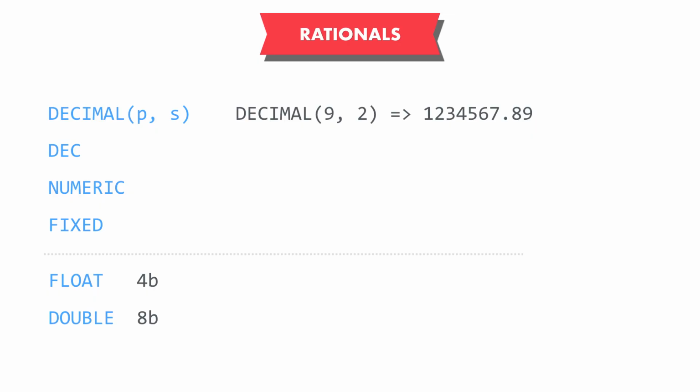So if you want to work with exact values like monetary values, you should use the decimal type. If you want to work with really large or small numbers in scientific calculations, and the precision is not important, you should use float or double.